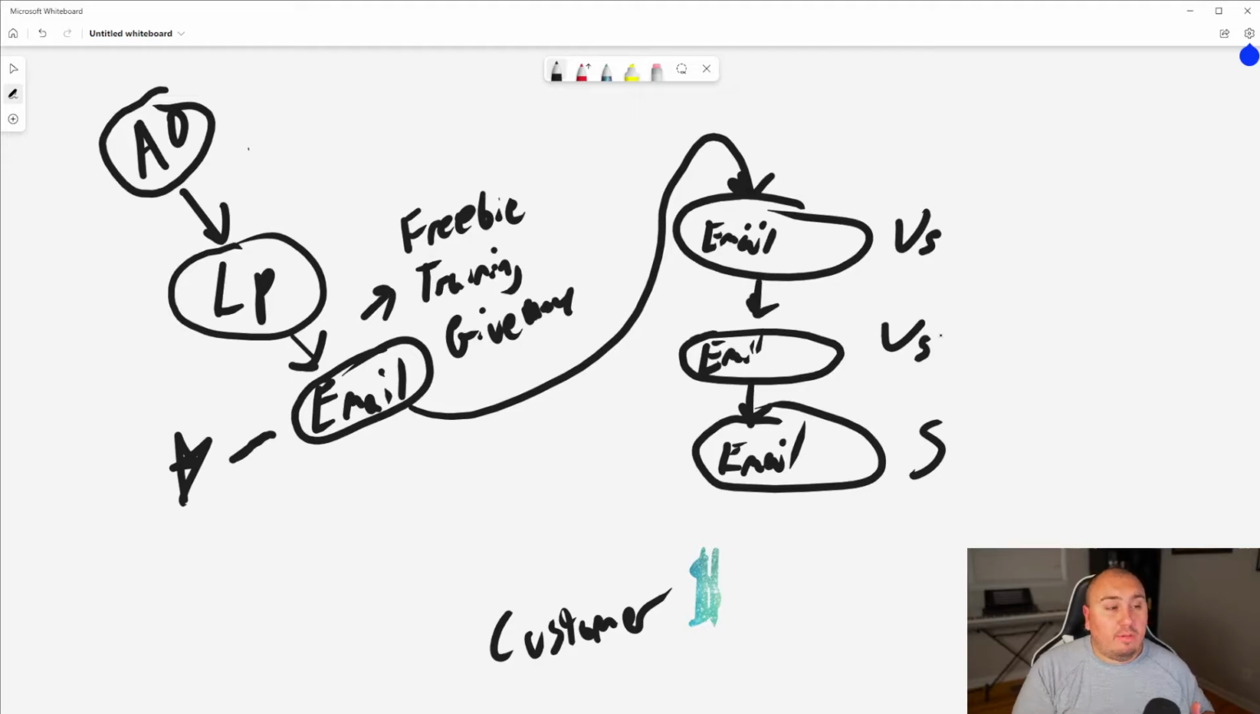Now, depending on what your freebie is to get their contact information, you might be able to make these a little more salesy. If your training is like the best training ever, you could probably get a little more salesy. But for the most part, this is the most basic level funnel. But what do you actually have to do, right? Now that you know what you have to build, how do you actually do it, right?